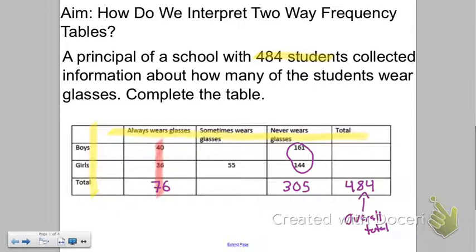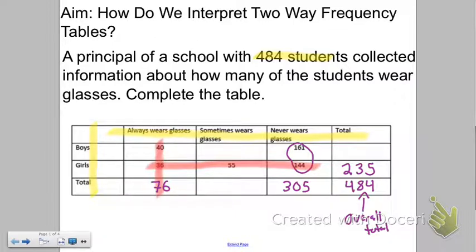Now I can look to see going across. I notice for my girls, I have 36, 55, and 144. So if I add up 36, 55, and 144, I have my total of 235. So that was how I could find all those missing totals.